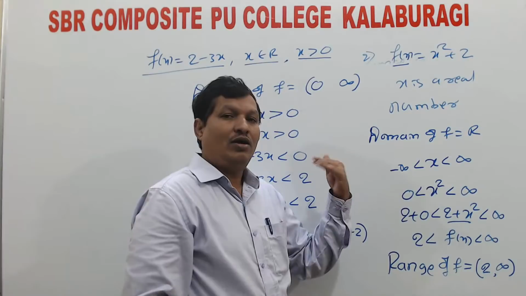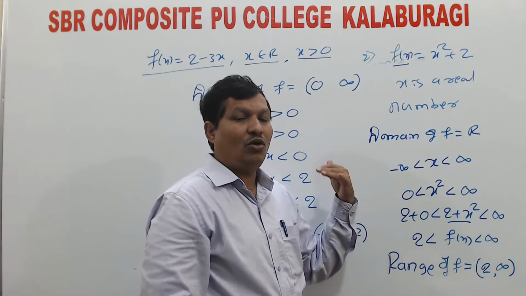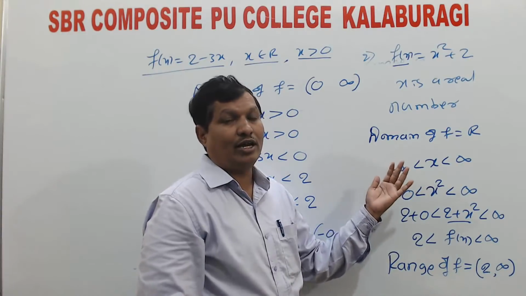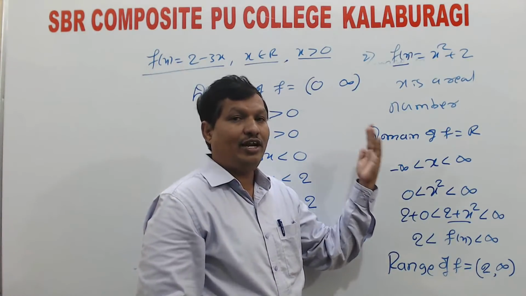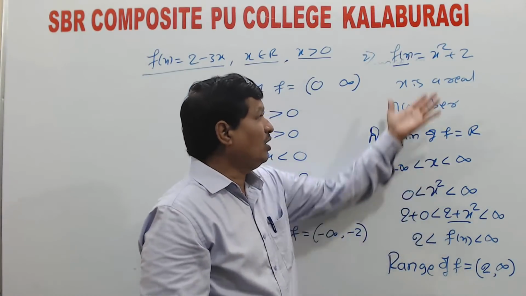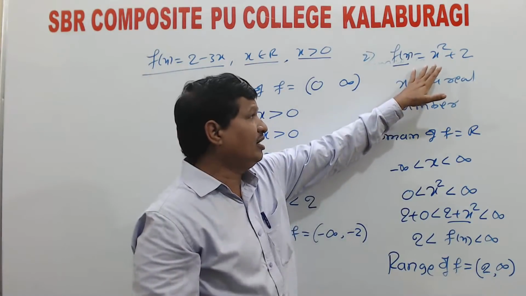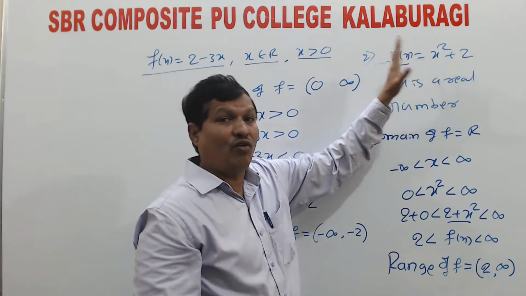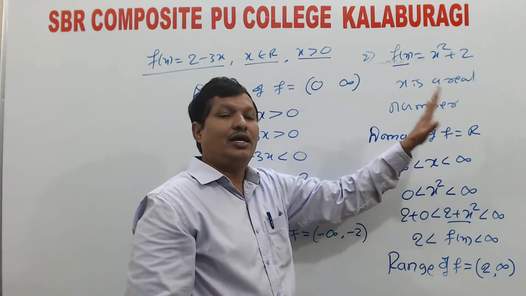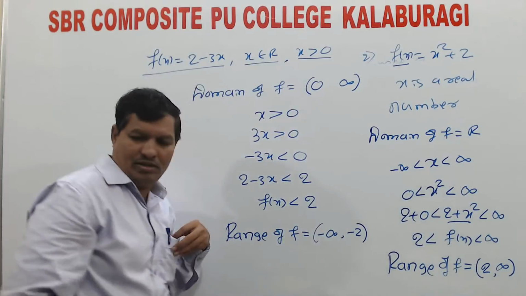So first we discussed with the arrow mark diagram. Every time it is not possible to write an arrow mark diagram, because infinite elements will be present in the domain and codomain. Therefore, this is the method: all the values of x give the domain, and for those values of x, f of x gives the range. Okay, one more example.